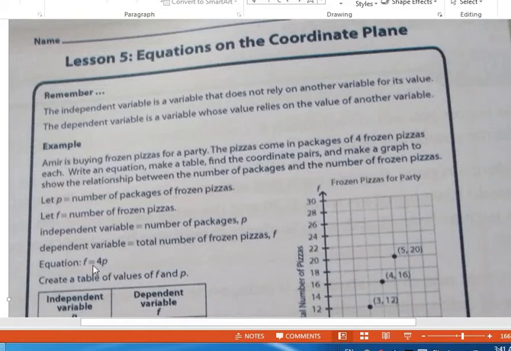Equation will be, focus with me. So I have here F equals 4P. Again, F for the frozen pizzas equals 4 frozen pizzas. P, what's P? The number of packages. This means that one package will give me how many pizzas? 4 pizzas.